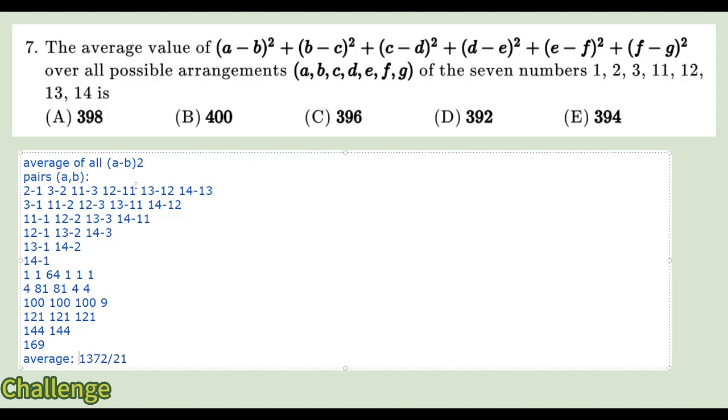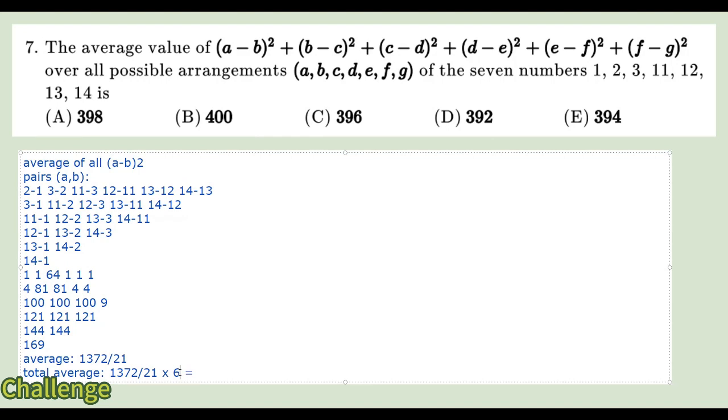This is the average of all A minus B squares, which means that it also applies to B minus C squared and then C minus A squared, because these values are essentially symmetrical, other than the fact that they have different variable names. So that means that if we want the total average, then we just add the average of the terms up. So if we add the average of the terms up, we have 1372 over 21, and then multiplied by 6.